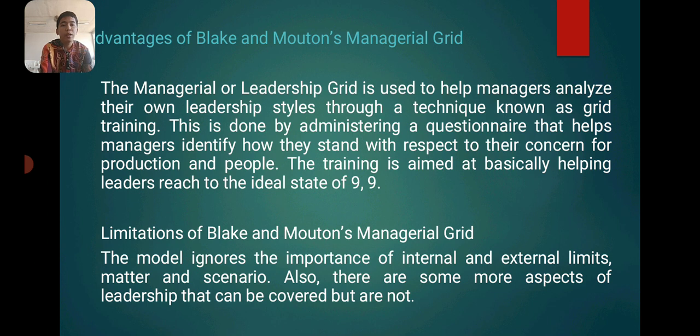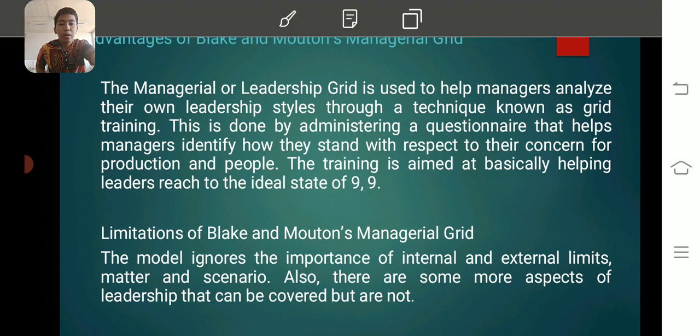Limitation of Blake and Mouton's managerial grid. The model ignores the importance of internal and external limits, matters and scenarios. Also, there are some more aspects of leadership that can be covered but are not.